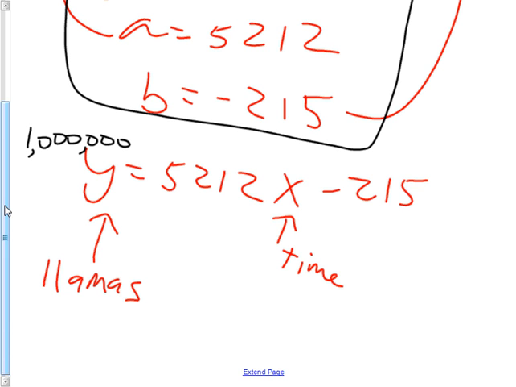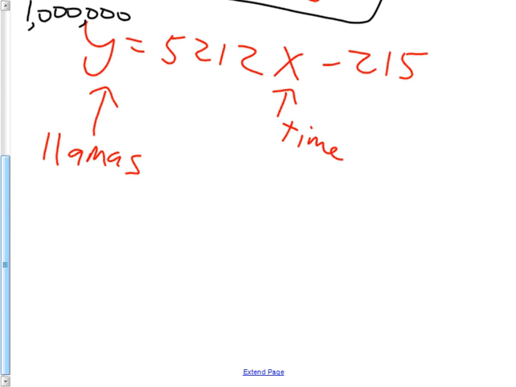Add 215 to both sides, then divide by 5212. Did somebody already do that? What did you get? 192? Same with you? All right, excellent. 192. I was thinking it was like 1920 something, but I guess it was in the year 192. All right, so bottom line is we solved it. We got x equals 192.